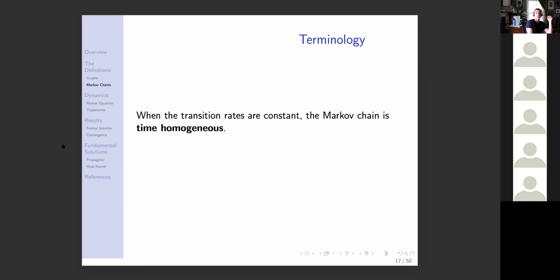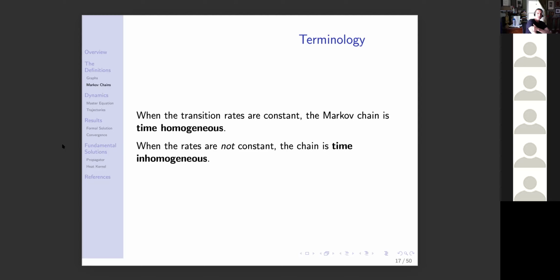When the transition rates are constant functions, the Markov chain is said to be time homogeneous. That's the terminology in the literature. Almost all the literature on continuous time Markov chains assumes this time homogeneity condition. There's very little mathematical literature that considers chains where the functions are non-constant. When they're non-constant, the chain is said to be time inhomogeneous. In this lecture, it's going to be very important to consider the inhomogeneous case. That's the more interesting case from our point of view.